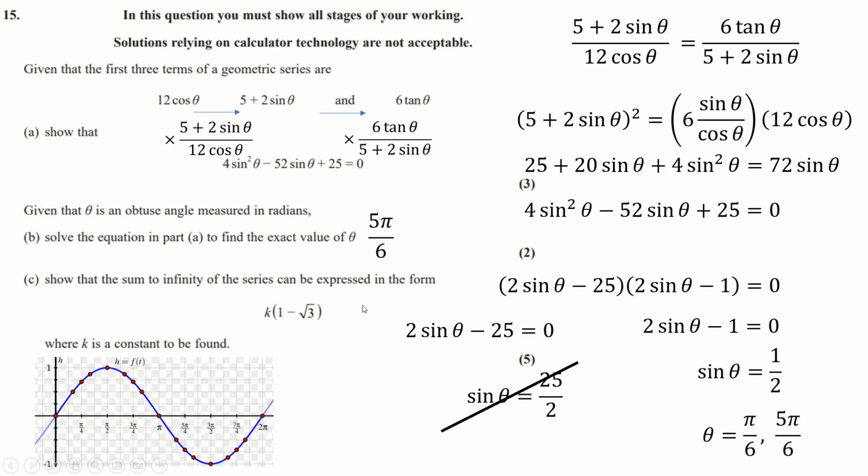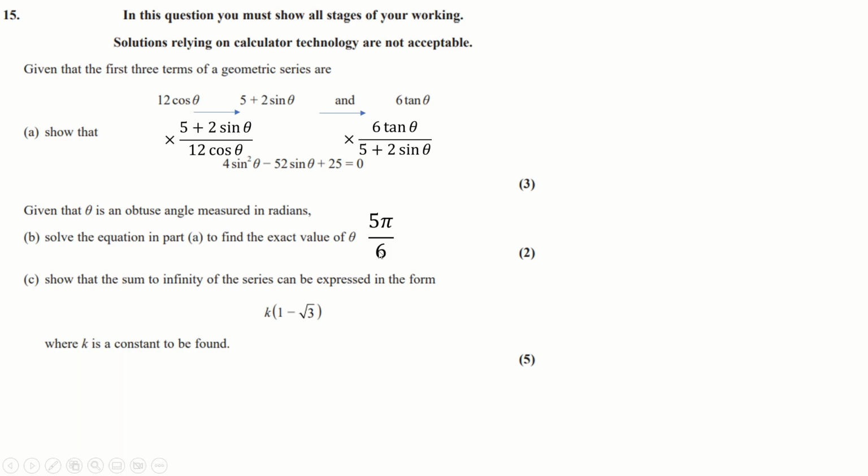Show the sum can be expressed in this form. So what I'm going to do is I'm just going to use 5 pi over 6, and I'm going to put it into all of these terms to make this the sequence. And I can also put that into there to work out the ratio is this, or you could just use these numbers. It doesn't really matter. The first term is this.